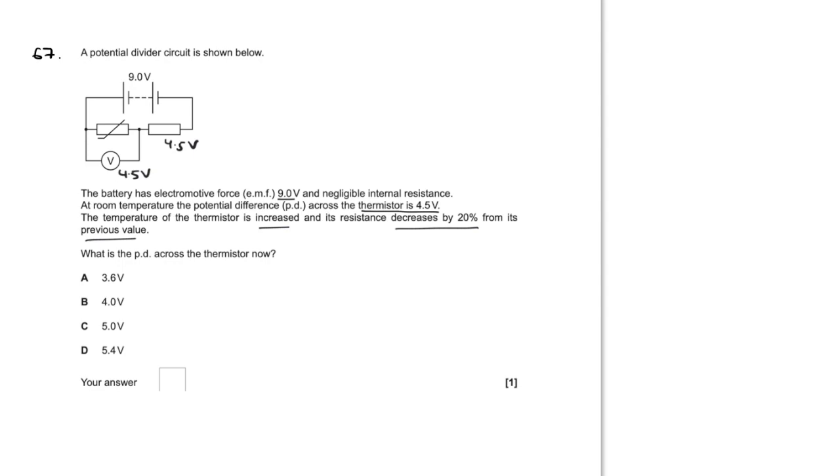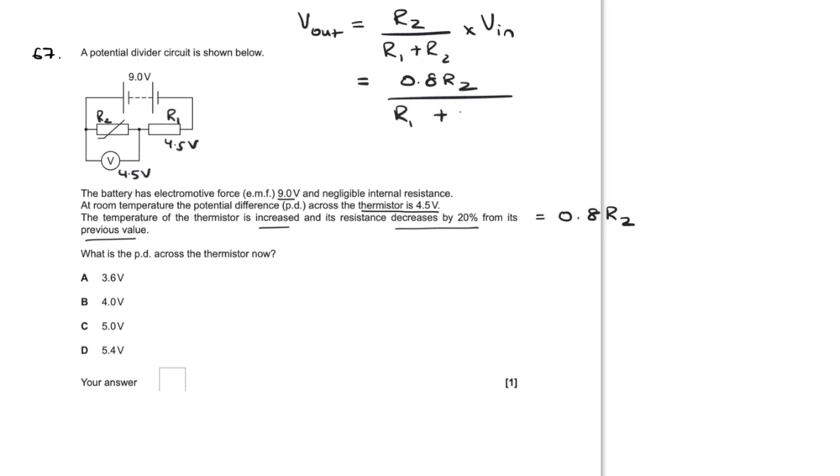So we can use the potential divider equation, which is V out equals R2 over R1 plus R2 times by V. Okay, so we know that the resistance, I'm just going to call this R2 over here because that's what we're working out, and this is R1. So if the new resistance is basically decreasing by 20% of its original, we're going to have 0.8 of R2, okay, R2 being the original, okay, at room temperature. Now, let's put this in and see where we are at, okay, and obviously we'll have this R1 and R2 bits, which we will deal with in a second, and that's 9.